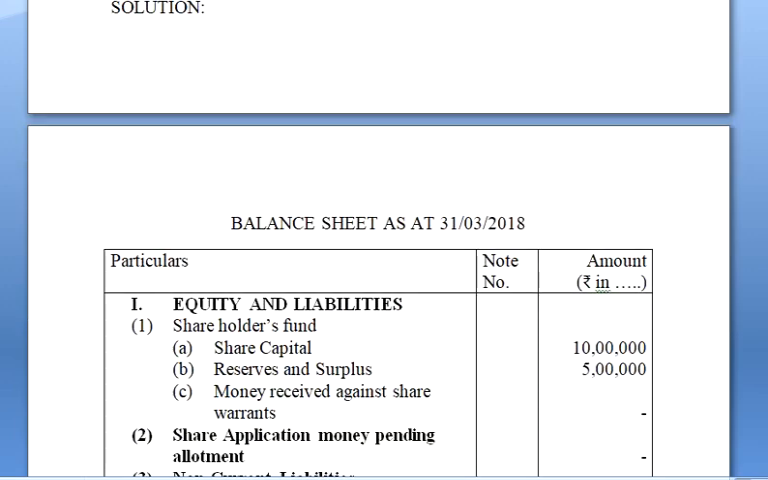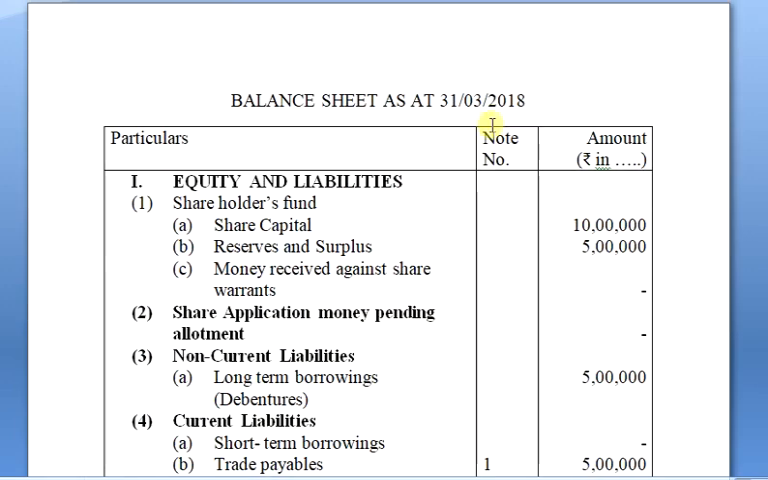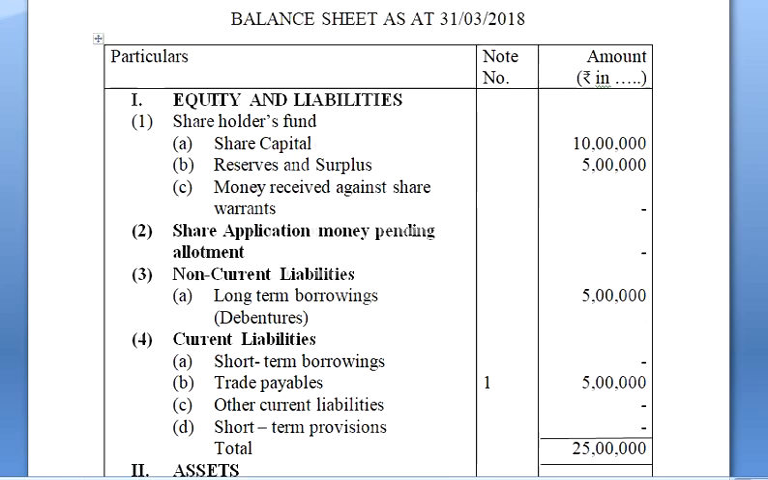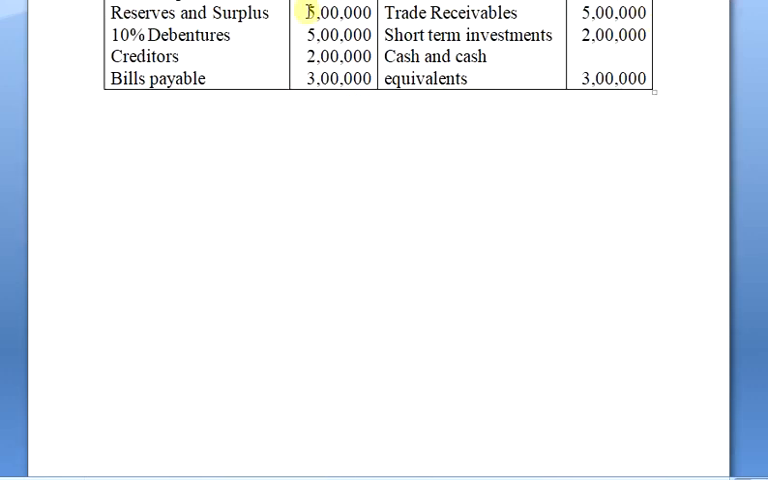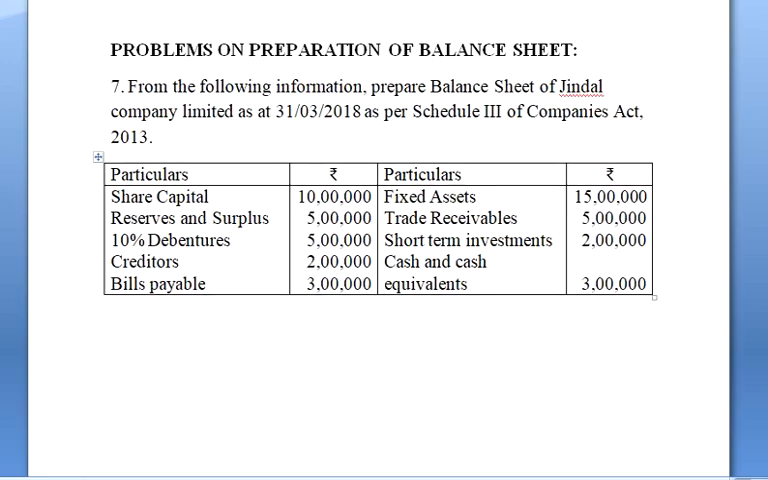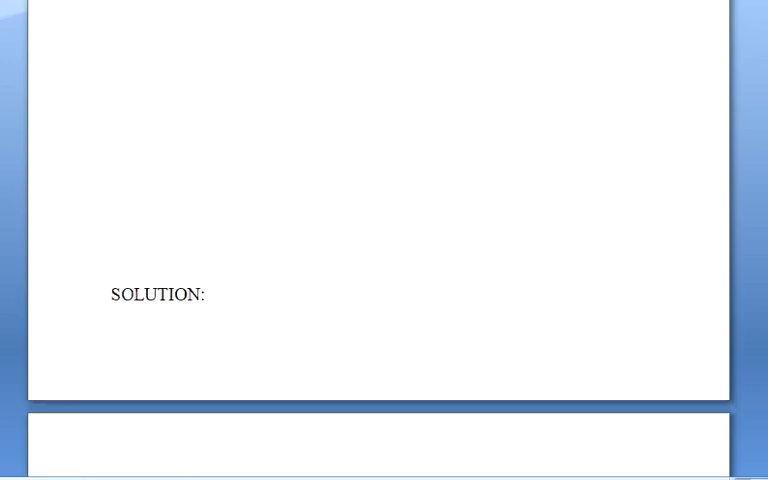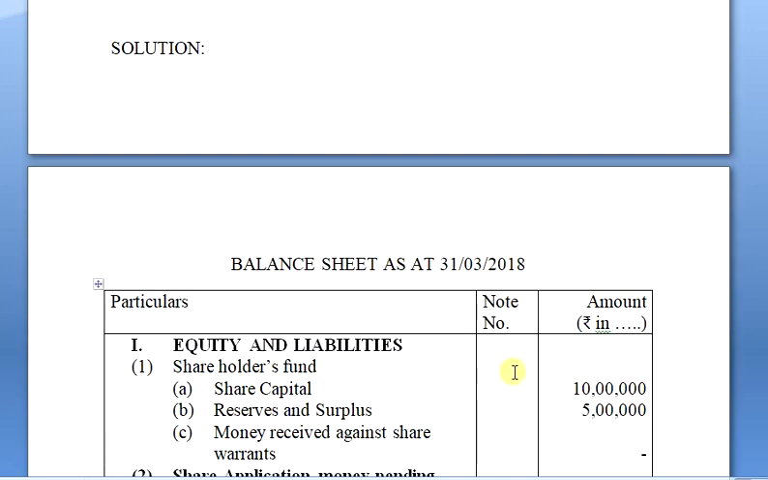The solution here is the balance sheet as at 31st of March 2018, particulars, note number, amount in rupees is given. So, equity and liabilities, as I said already in yesterday's class, that is under equity and liabilities. So, we have shareholders' fund. Under that shareholders' fund, share capital is 10 lakhs we have taken. How did we get this 10 lakhs? See here, how much share capital is given in the problem? 10 lakhs. So, this 10 lakhs we have considered here. So, share capital becomes how much here? 10 lakhs.